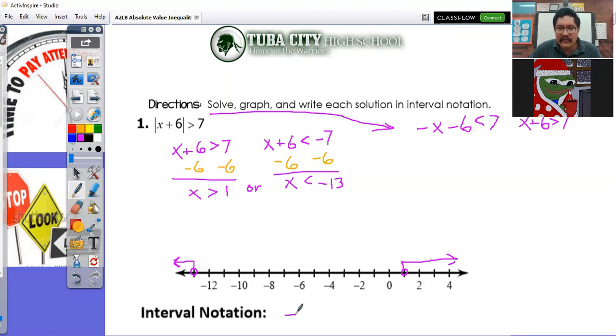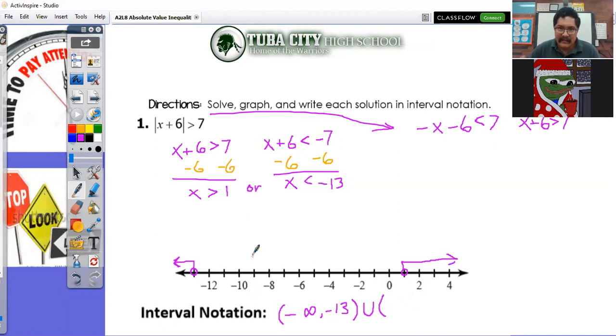Last thing is interval notation. So that would be negative infinity. So coming from here, it's a long way, and it stops there at negative 13, which is not included. So we're going to use the parenthesis.